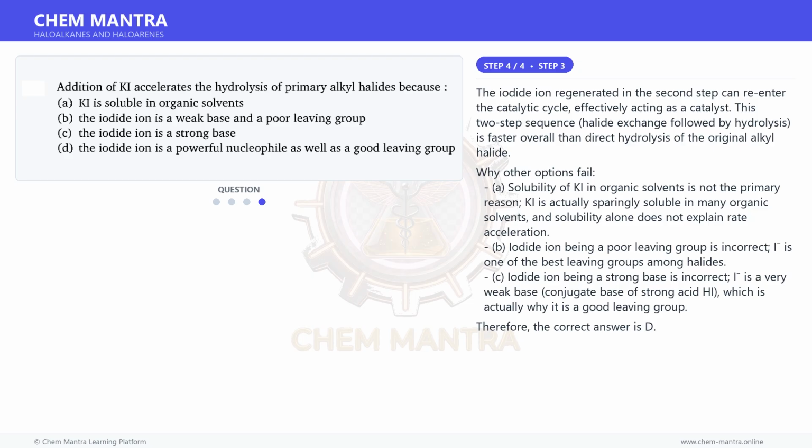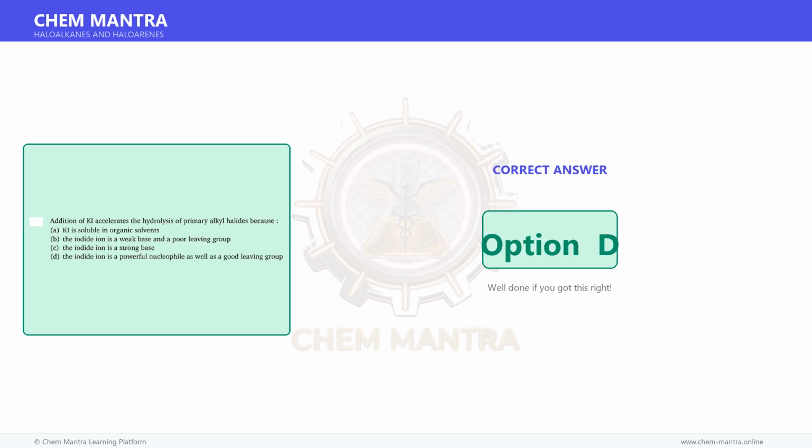C. Iodide ion being a strong base is incorrect. I- is a very weak base, the conjugate base of the strong acid HI, which is actually why it is a good leaving group. Therefore, the correct answer is option D.